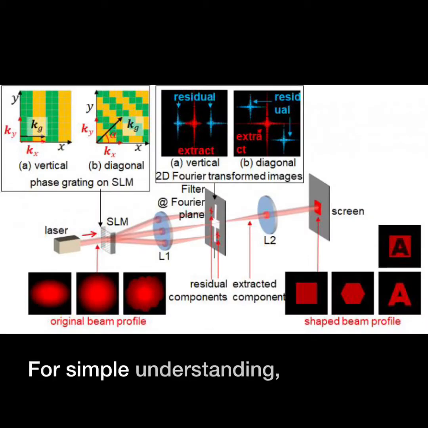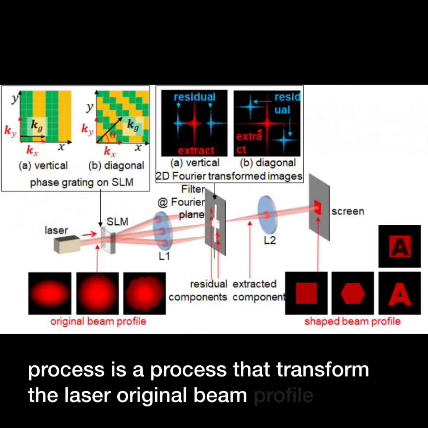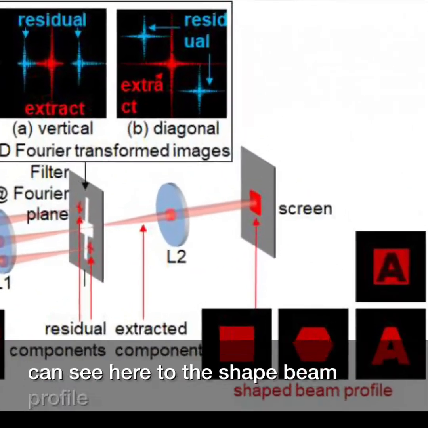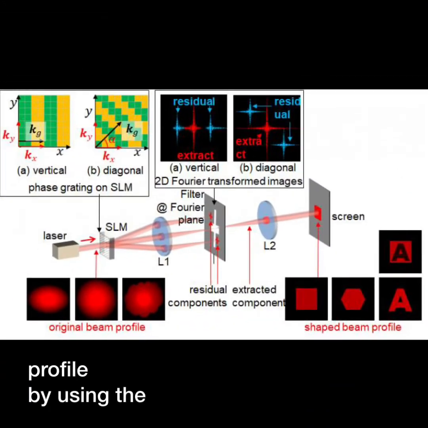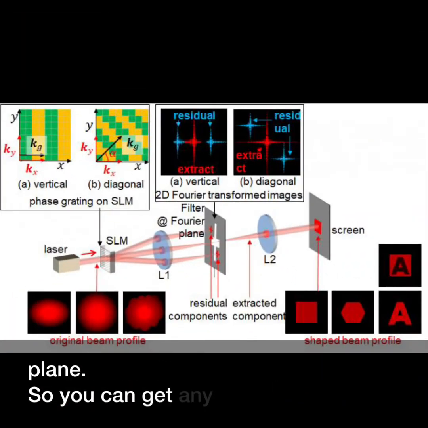For simple understanding, the laser beam shaping process transforms the original laser beam profile, as you can see here, to the shaped beam profile by using the filter Fourier plane. So we can get any shape that we like.